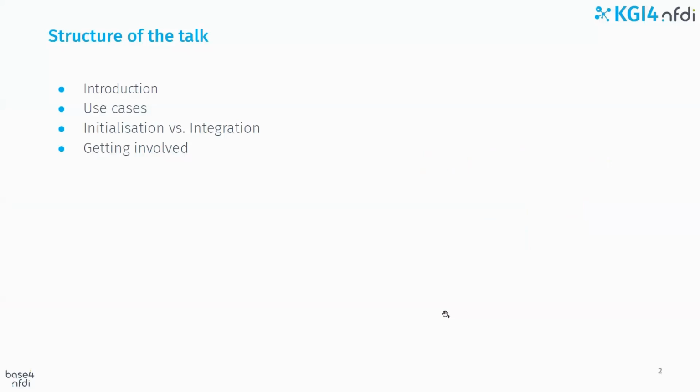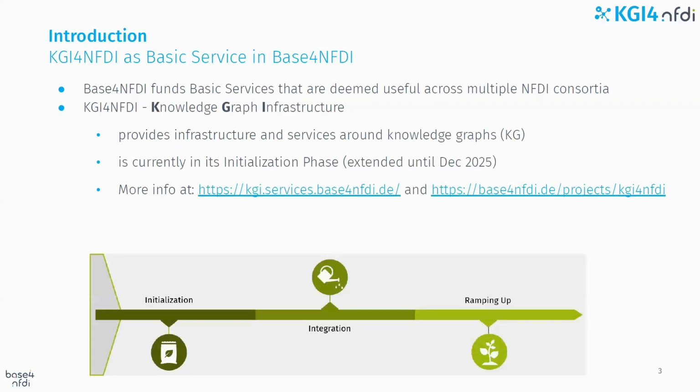We do have a structure for the talk: introduction, some use cases. We will briefly look at the initialization phase and then what the plans are for the integration phase, and most importantly, how you can get involved. The basic introduction: KGI stands for Knowledge Graph Initiative or Knowledge Graph Infrastructure. So the idea is to provide infrastructure and services around the existing or planned knowledge graphs within NFDI consortia. The KGI is currently in its initialization phase that has been extended until the end of the year. And here are two websites that you can use to find further information.